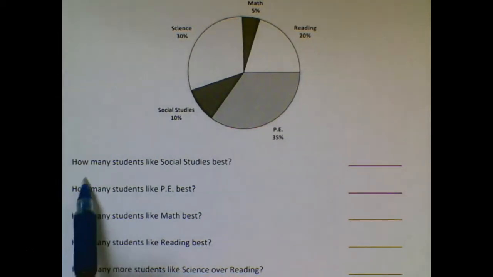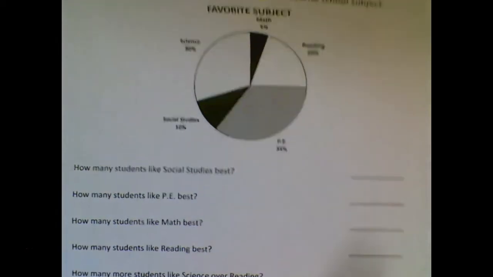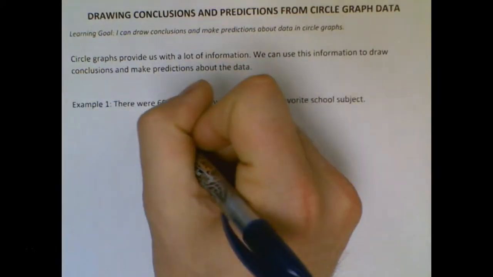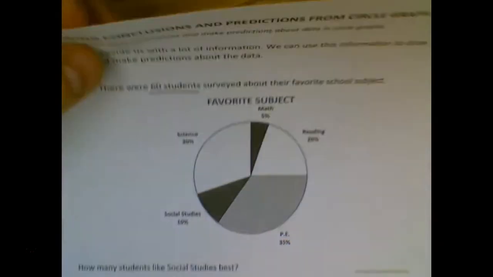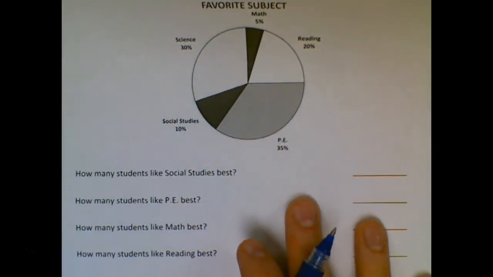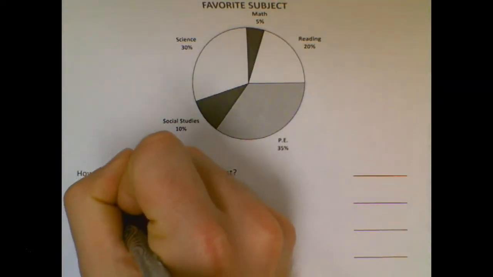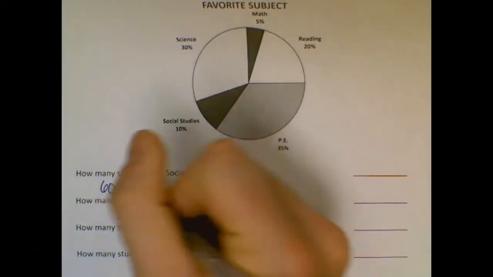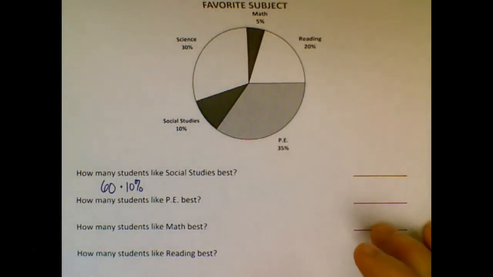So, how many students like social studies best? Well, if you take a look, social studies, that's 10%. It tells us up here as well, 60 students were surveyed. So, of that 60 students, 10% like social studies best. The math that's going to help us out with this is really 60 times the percent right there.